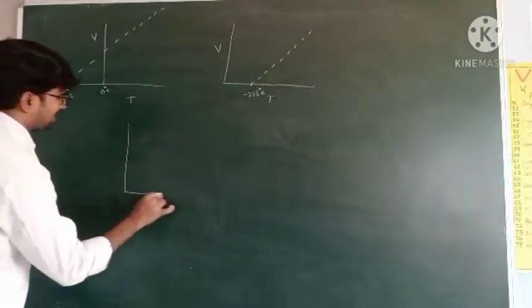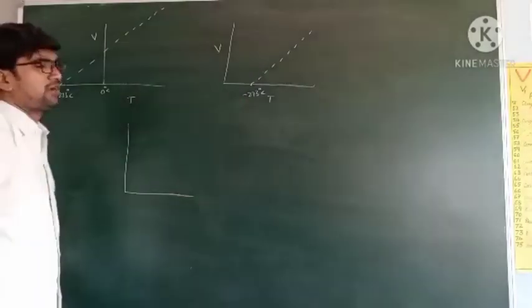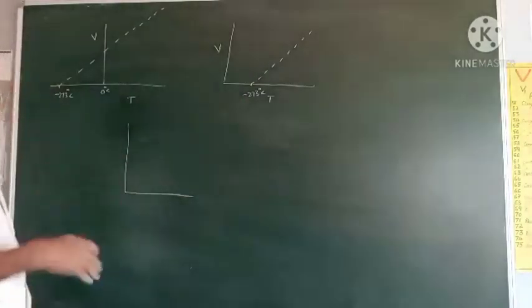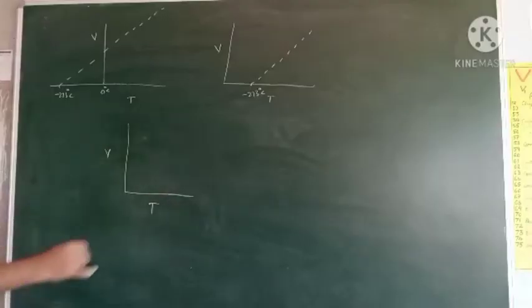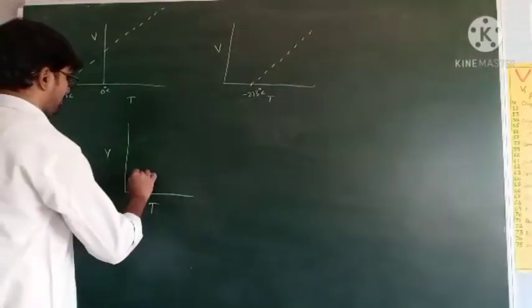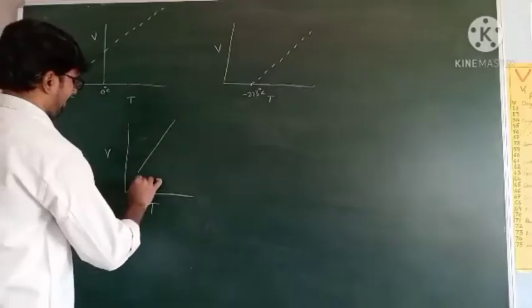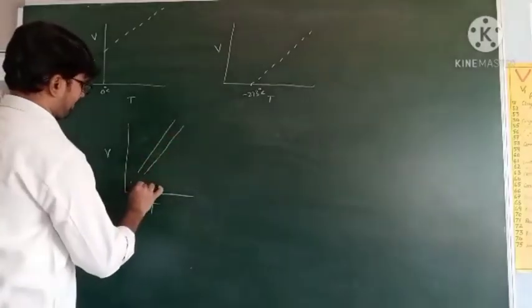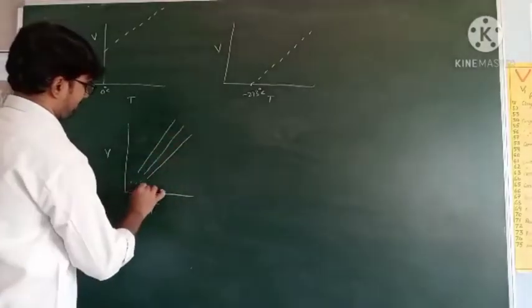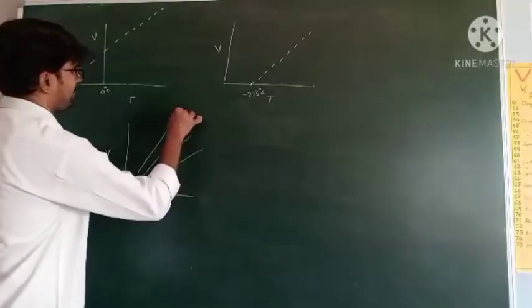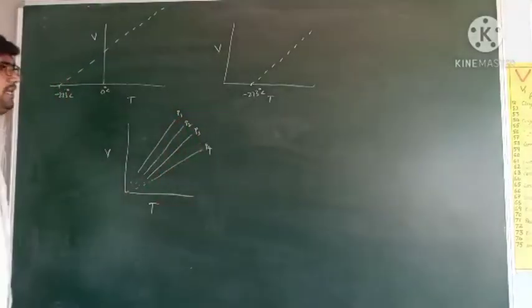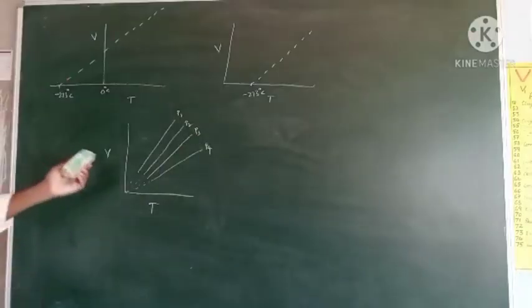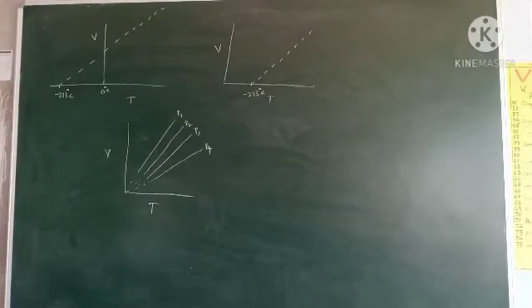Sir, these two conditions are for constant pressure. If pressure is changed, what is the graph? So this is P1, P2, P3, P4. These are the different pressures, and the volume and temperature change. Okay.